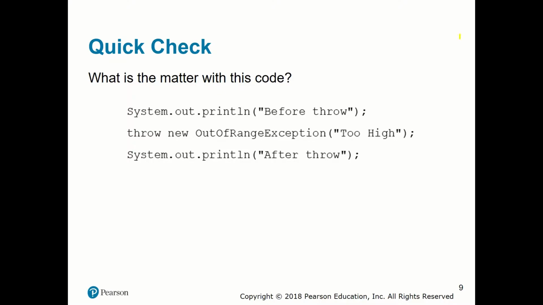Okay, let's do a quick check. What is the matter with this code? System.out.println "before throw", and throw new OutOfRangeException, and System.out.println "after throw". You can guess that this is an exception class.